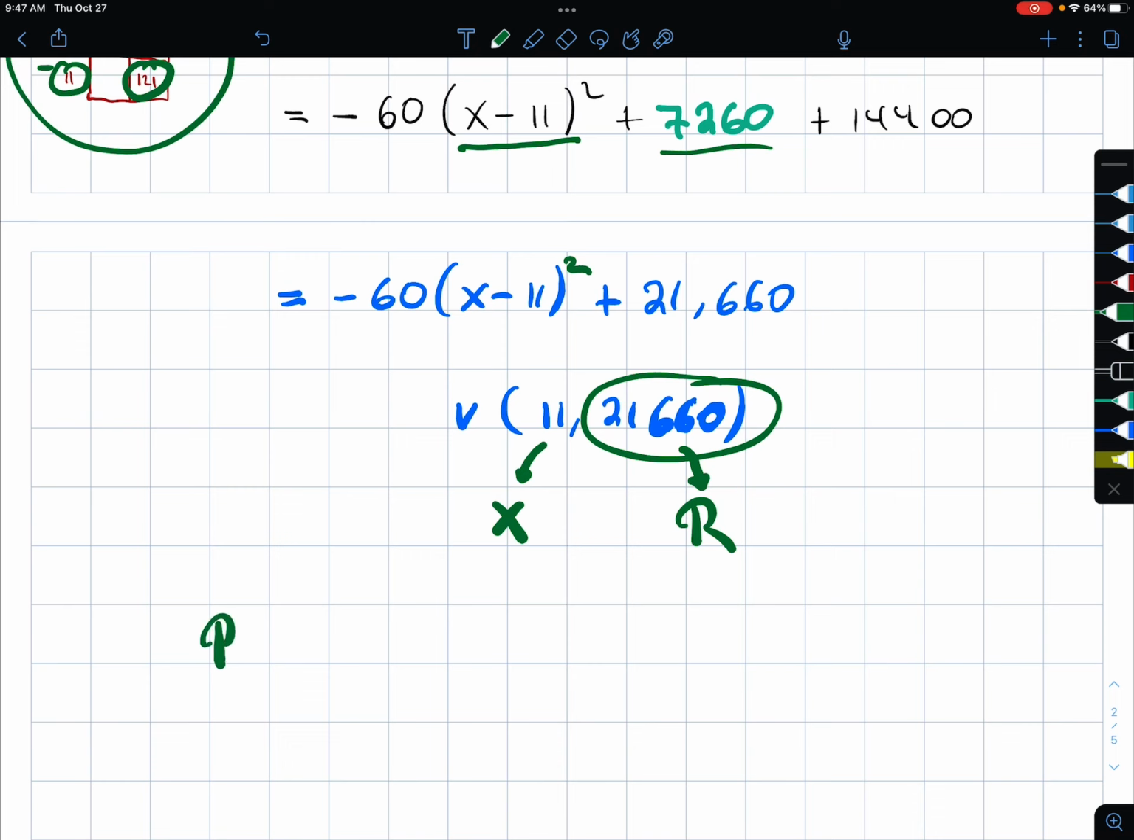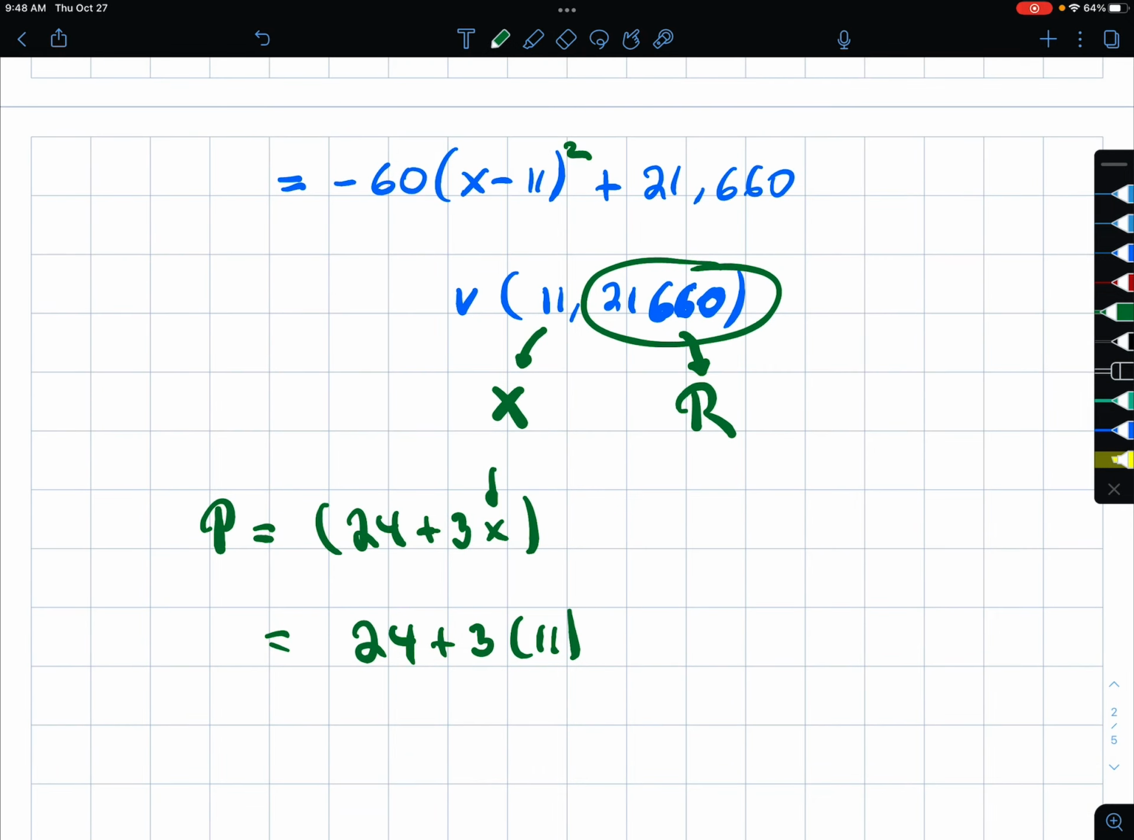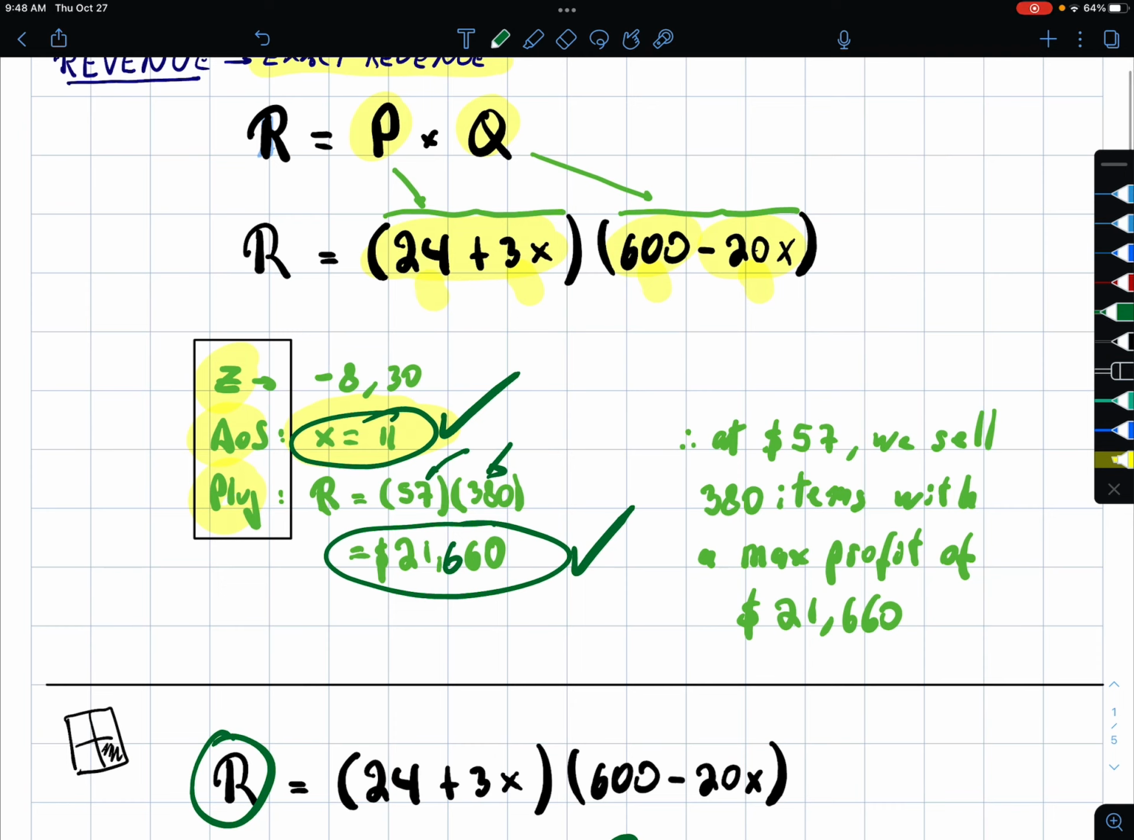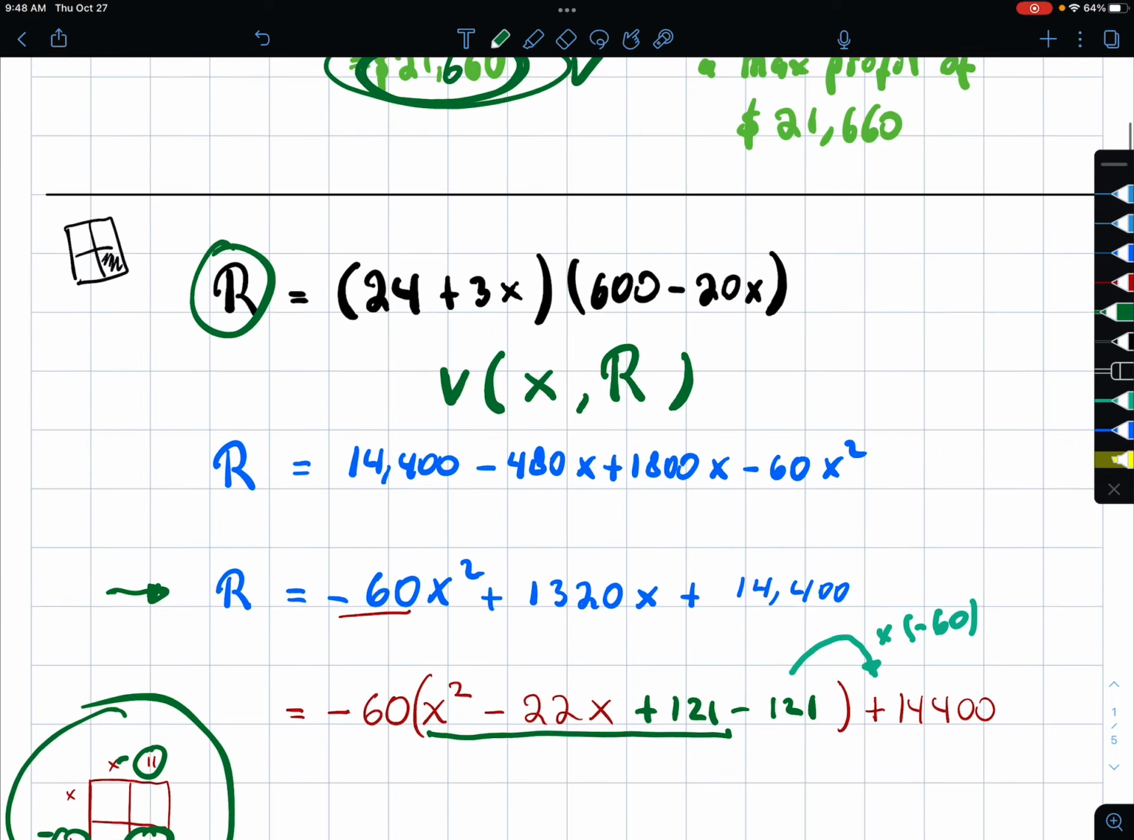If I want to do the price, I got to go back and say, okay, price was 24 plus 3 times x. So now I need to plug in the 11 here, and that'll be 24 plus 3 times 11. And that, oh, don't forget about that one. And that would be 24 plus 33, and that is 57. Okay. So now I know that at a price of $57, I would have a max revenue of 21,660, which is what we find over here. At the price of $57, I would sell 380, and I would get a maximum revenue of 21,660. Do it in two different ways.